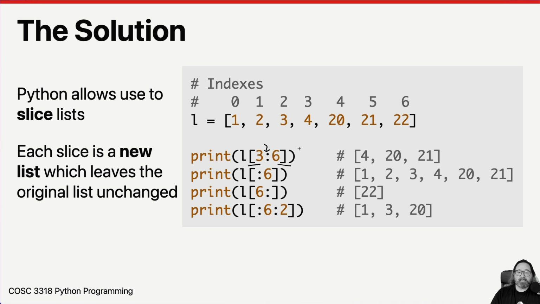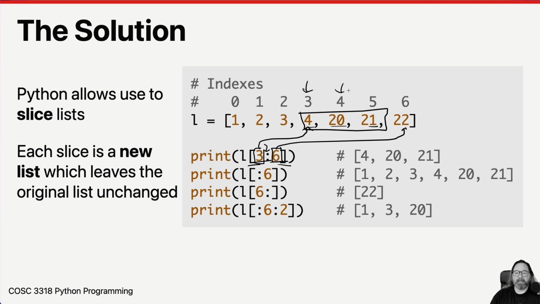So slices work by looking at the first number and the last number, 3 and 6. And then it goes to the index 3 and the index 6, and it gets all of the values up to, but not including, that last index. So the slice from 3 to 6 is the values 4, 20, and 21, because it starts at 3 and it gets all the values up to, but not including, that last value. So we end up with 4, 20, and 21.